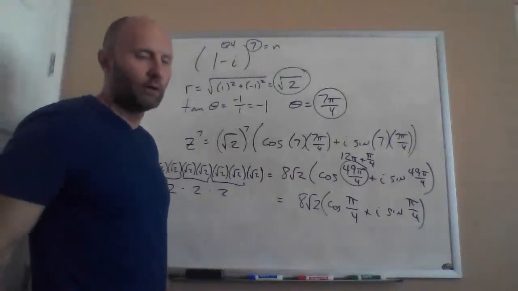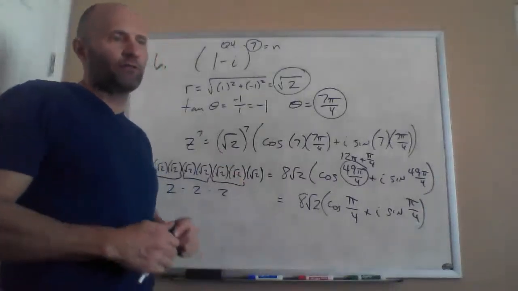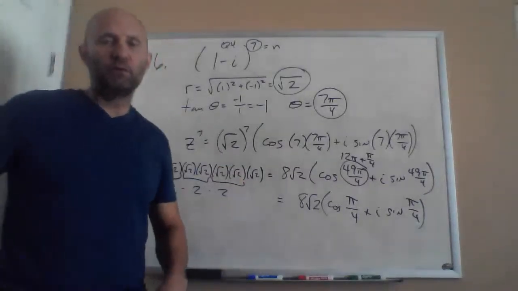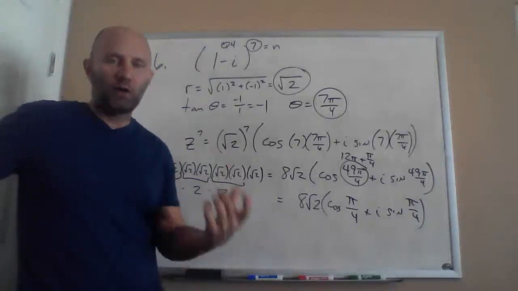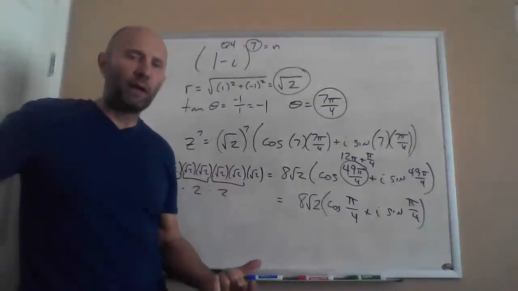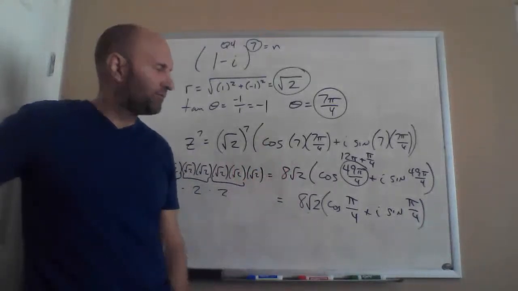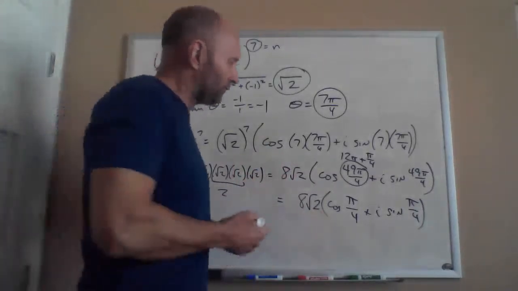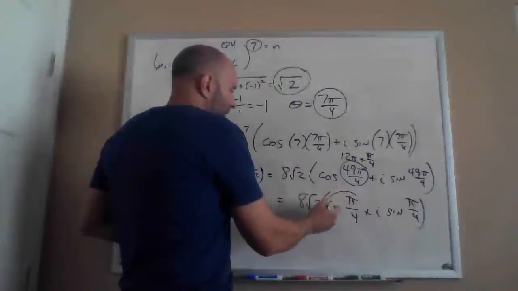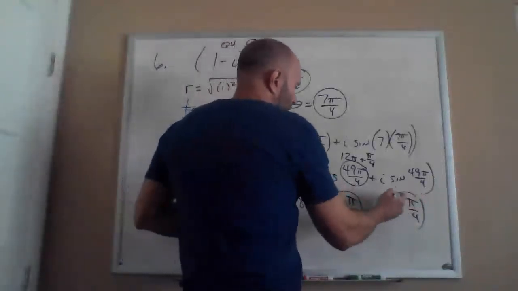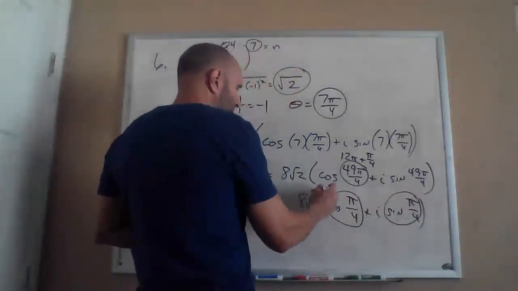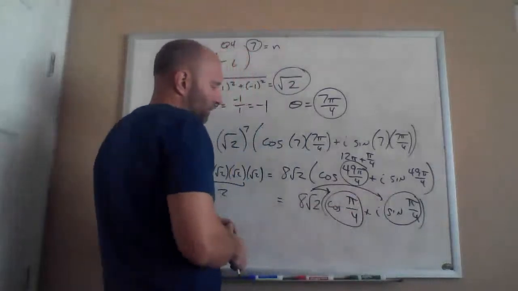Now, just like on exam 2, just like WebAssign has been doing all semester, it tells you how they want the answer formatted. And for this one, it says write your answer in a plus bi form. So I need to convert both of these with my unit circle and then multiply it by 8 root 2.